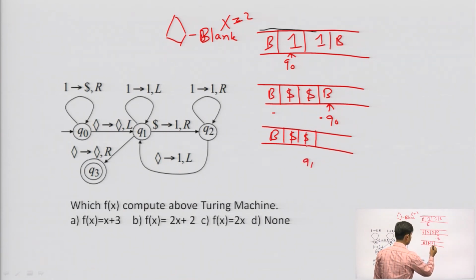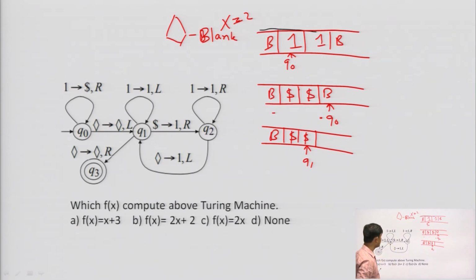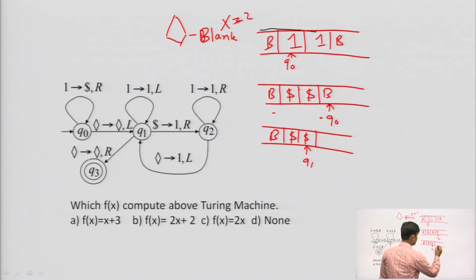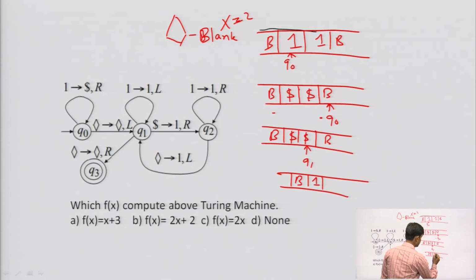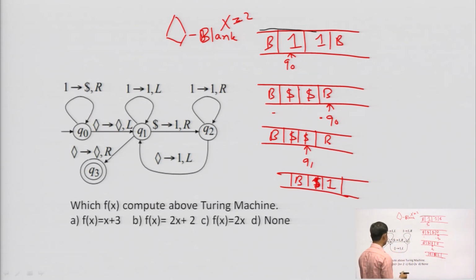Left means now Q1 points to dollar. When Q1 points to dollar, this dollar will be replaced with 1. So, this is blank, this is 1, this is dollar, and this is 1. This is a dollar and this is a 1. Now this dollar will be replaced with 1 and move right, move right, move right. When this dollar is replaced with 1, again move right.